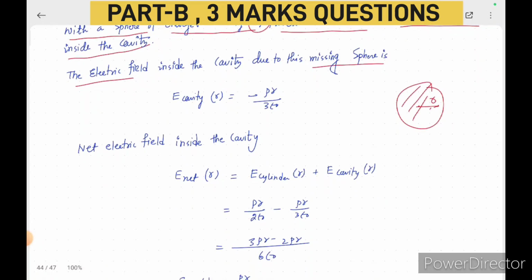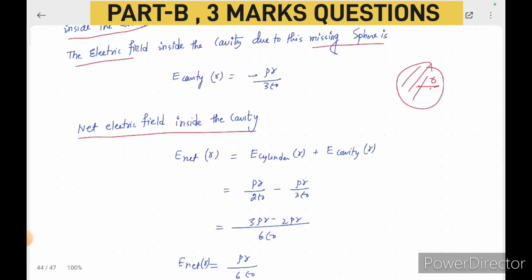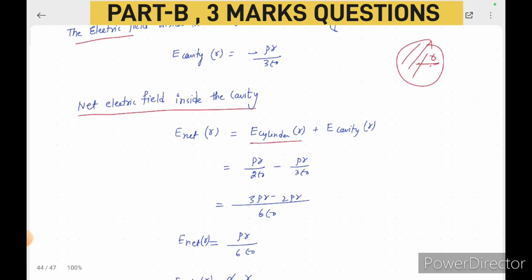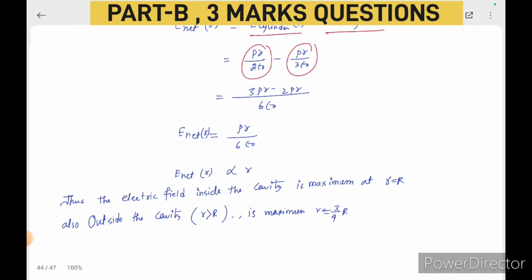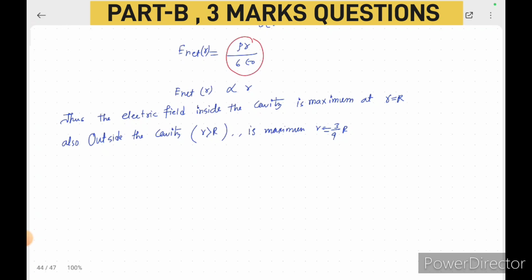Now, what is the net electric field inside the cavity? Electric field due to the cylinder plus electric field due to the cavity at an inside point r equals rho r by 2 epsilon naught minus rho r by 3 epsilon naught, which equals rho r by 6 epsilon naught. So the net electric field inside the cavity is directly proportional to the radial distance r. The electric field inside the cavity is maximum at r equals R, which is obvious, and also outside the cavity it is maximum at 3R over 4.